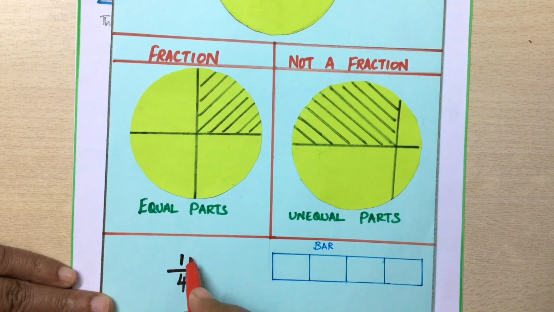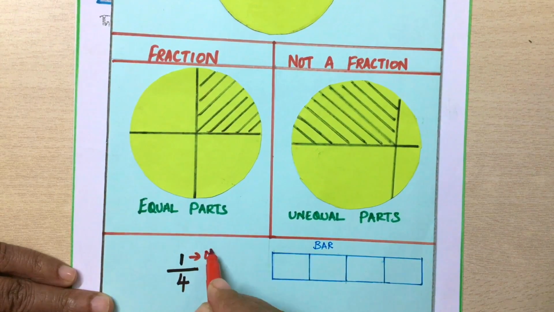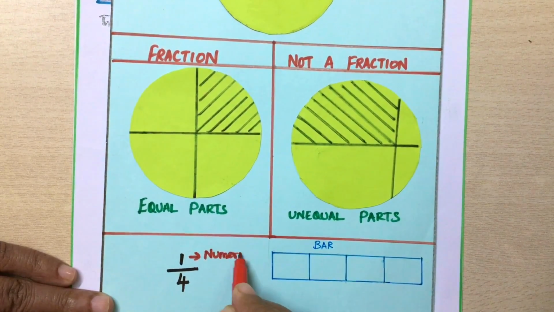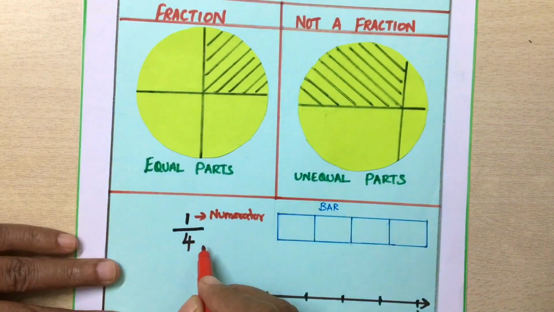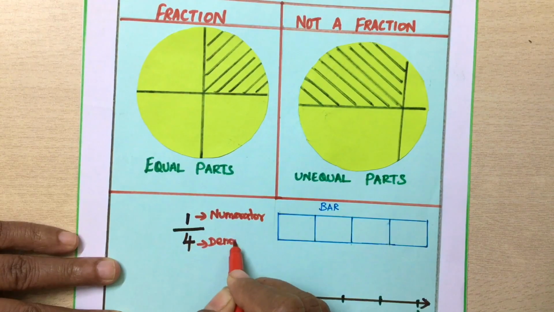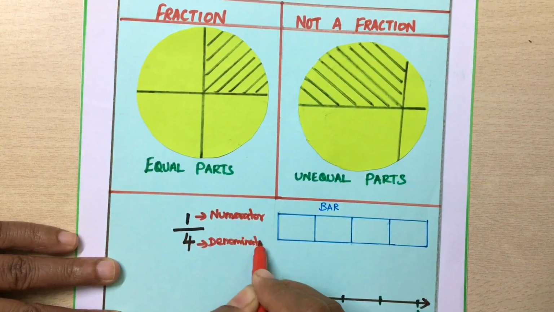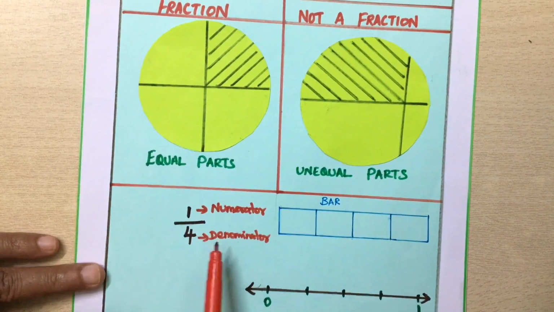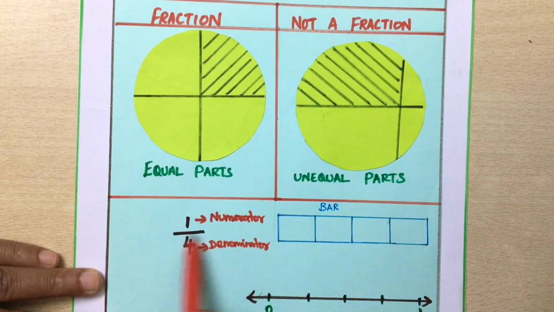1 denotes the numerator and 4 is called as the denominator. Okay, so it is mentioned as 1 by 4 or 1 upon 4.